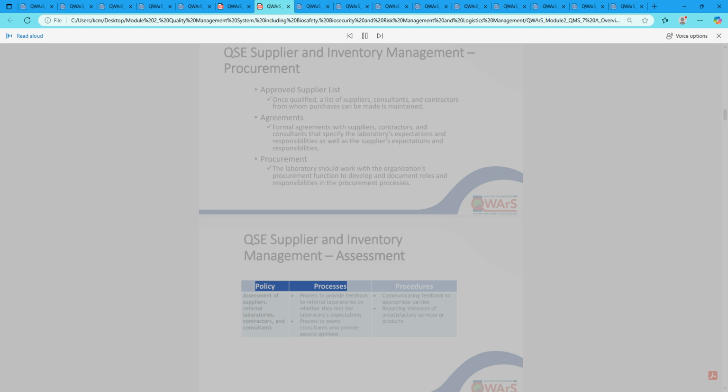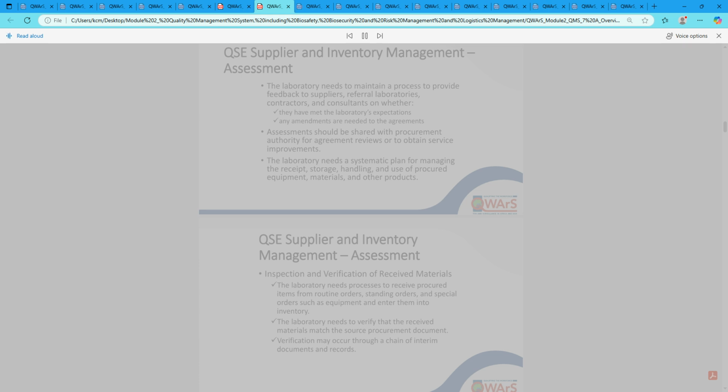QC Supplier and Inventory Management, Assessment. Policy, processes, procedures, assessment of suppliers, referral laboratories, contractors, and consultants. Process to provide feedback to referral laboratories on whether they met the laboratory's expectations. Process to assess consultants who provide second opinions, communicating feedback to appropriate parties, reporting instances of unsatisfactory services or products.